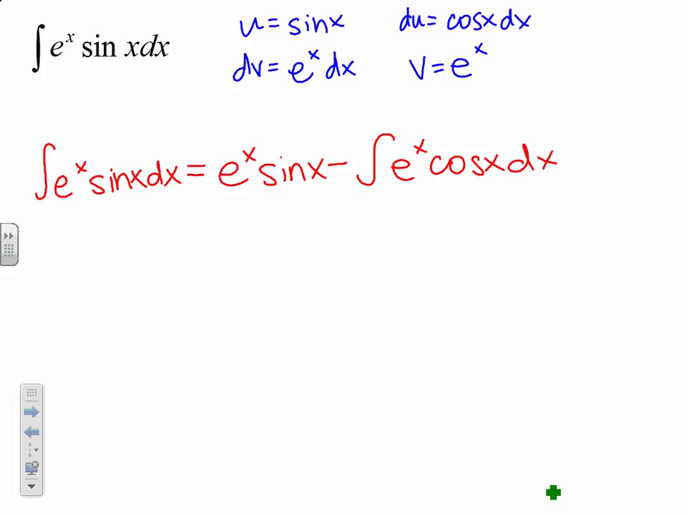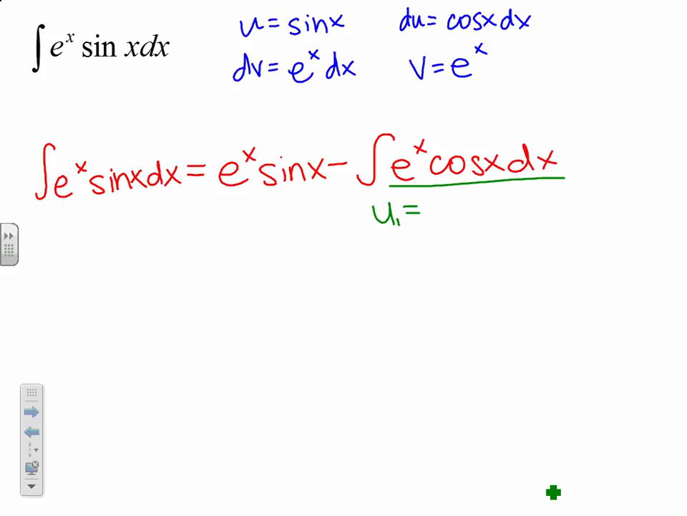Can we integrate e to the x cosine of x right now, as is? Now, we do have to keep doing this, but it's not going to be infinite. I promise there's going to be something we can do algebraically to help us out. But we are going to have to do this again. So for e to the x cosine of x dx, it is a product in which we cannot use u substitution, so we have to fall back on integration by parts.